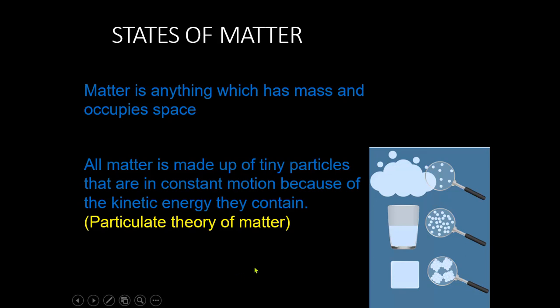So let's look at the states of matter. First of all, matter is anything which has a mass and occupies space. So all matter is made up of tiny particles that are in constant motion because of the kinetic energy they contain. This is a theory called the particulate theory of matter, also known as the kinetic theory of matter.